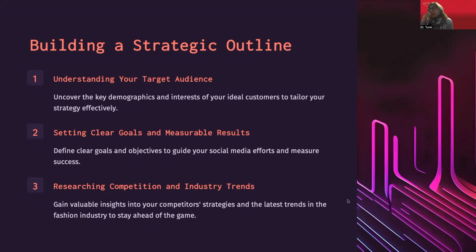The second one is setting clear goals and measurable results. You have to define your goals and objectives, but you also want to create some measurable results where you can measure whether you're being successful or not with your social media strategy. The third step is to research your competition and understand industry trends. We have already done this too. At the beginning, we wanted to understand the trends so that you can select which trend you want to use as a topic. But those are the first things you need to do when you're creating your outline.